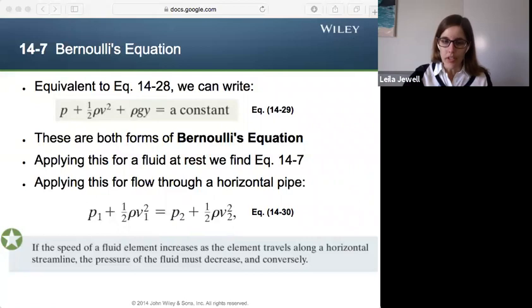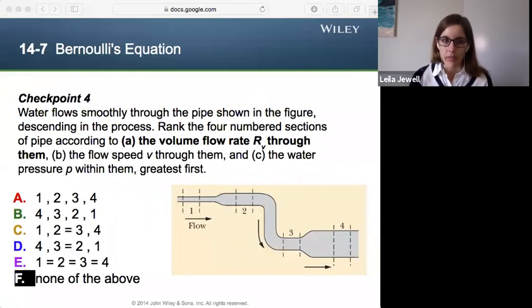But first, let's take a look at a checkpoint. So it says water flows smoothly through the pipe shown in the figure, descending in the process. Rank the 4 numbered sections of the pipe according to A, the volume flow rate RV through them, B, the flow speed V through them, and C, the water pressure P within them, greatest first.